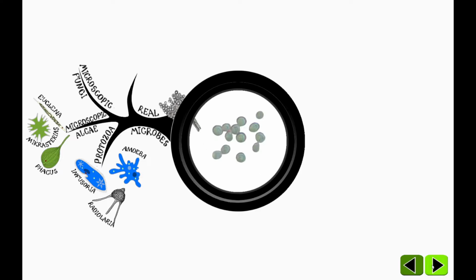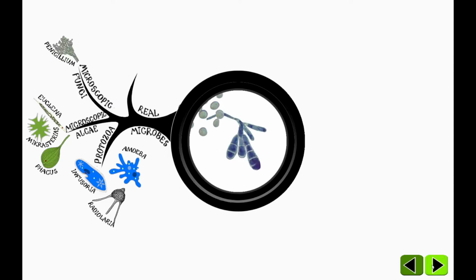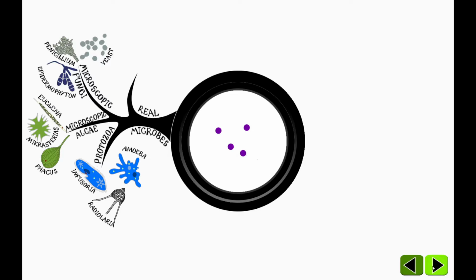Microscopic fungi are eukaryotes. They feed heterotrophically like protozoa. However, unlike protozoa, fungi are immobile, with very rare exceptions. They can be unicellular, like yeast, or multicellular. If the fungi are multicellular, under a microscope we will see hyphae, long branching threads that make up their vegetative body.